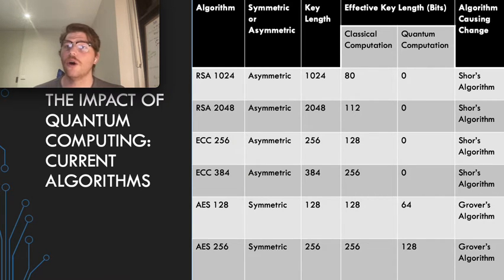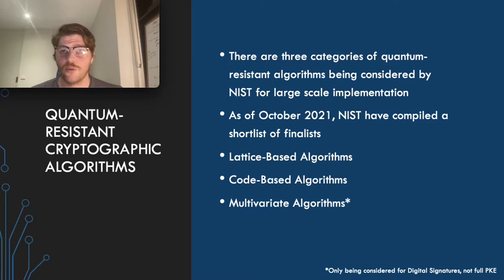So as you can see here, all the asymmetric algorithms, since they are based on either prime factorization or the discrete logarithm problem, both of which can be handled by Shor's algorithm, become completely insecure in terms of their effective key length. Important to understand that this is not quite the case for symmetric algorithms. While Grover's algorithm does reduce their effective key length, it only halves it. So we can still consider symmetric algorithms quantum resistant as long as they have a sufficiently large key.